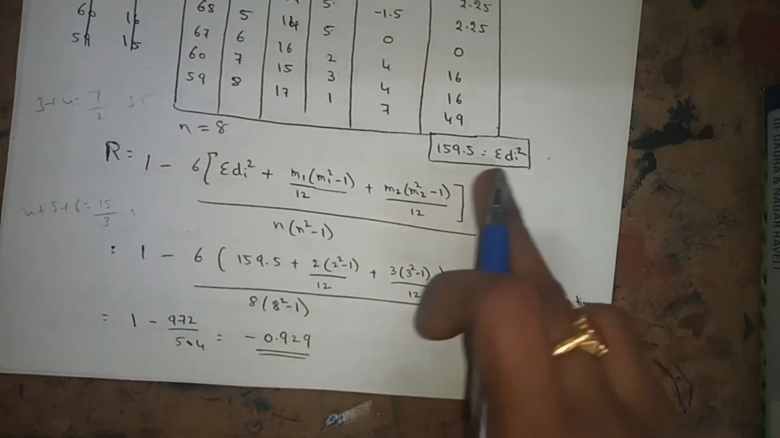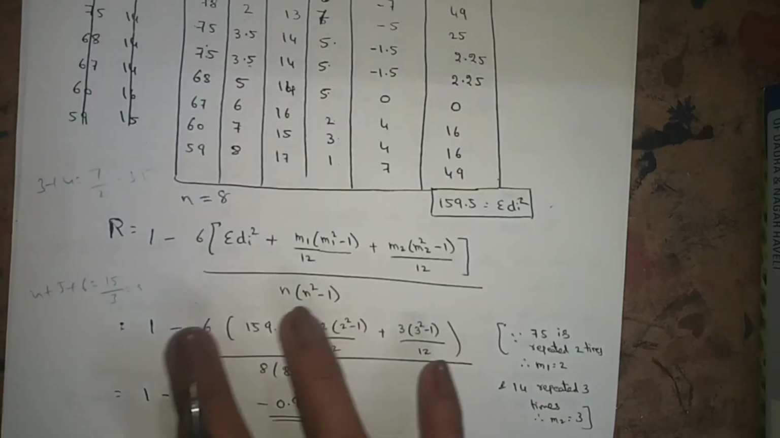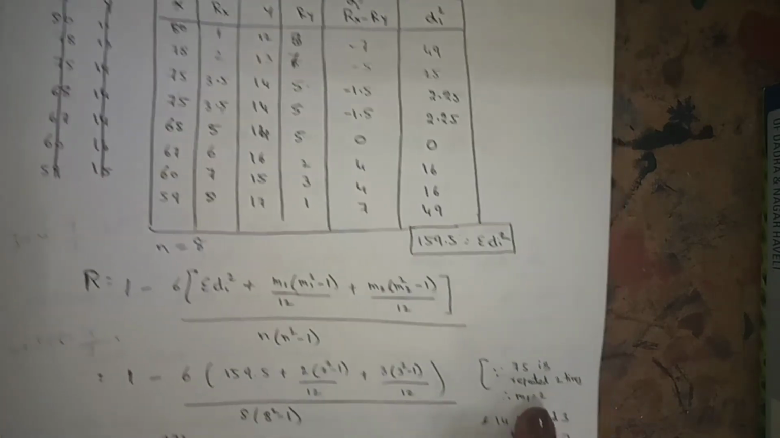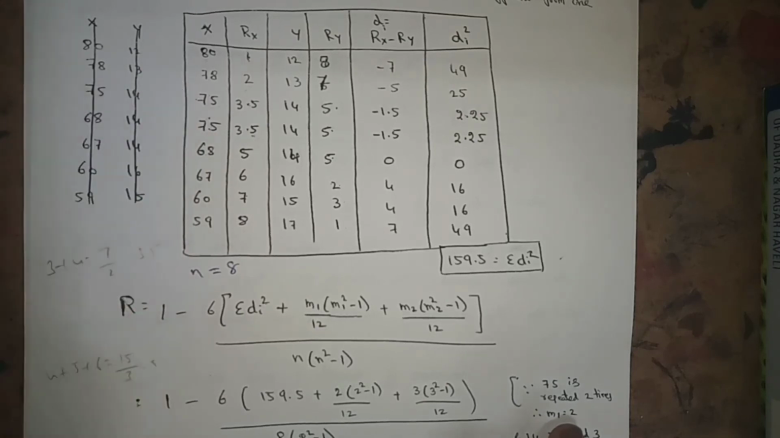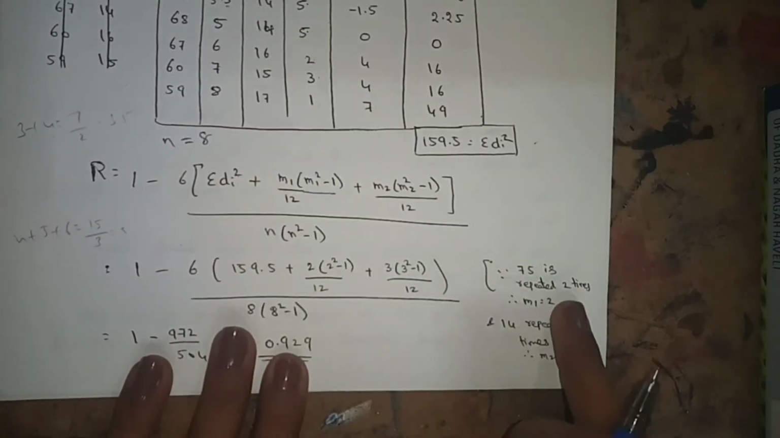Now sigma Di square is equal to 159.5 we have got. Now what does M1 stand for? In the first data, in the X data, 75 is repeated twice. That means M1 is equal to 2, because 75 is repeated only 2 times.